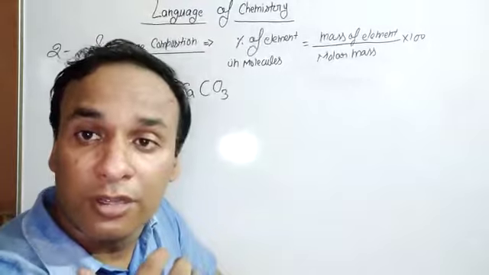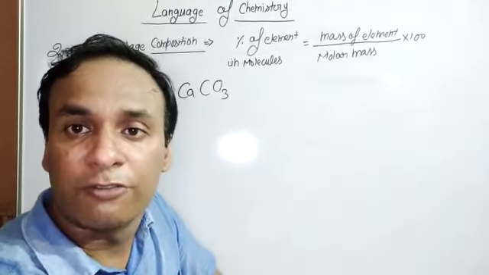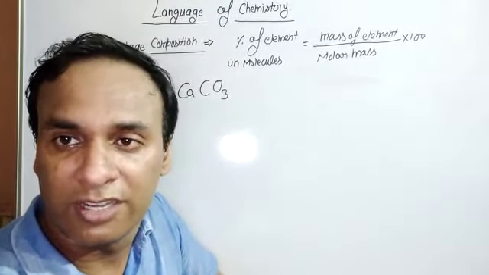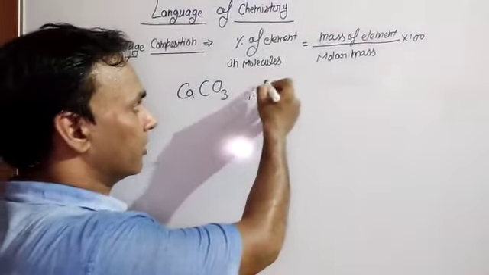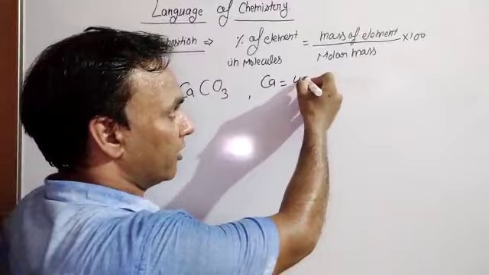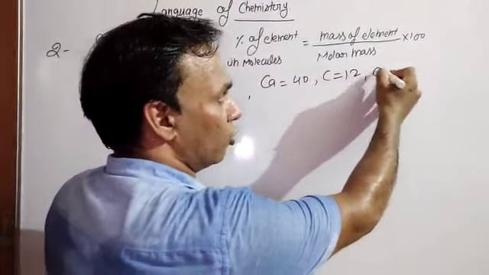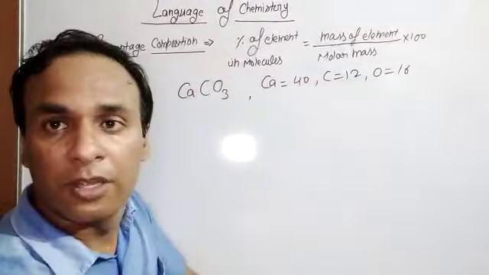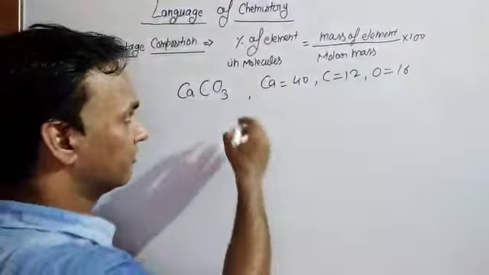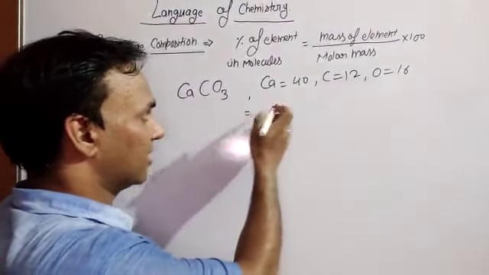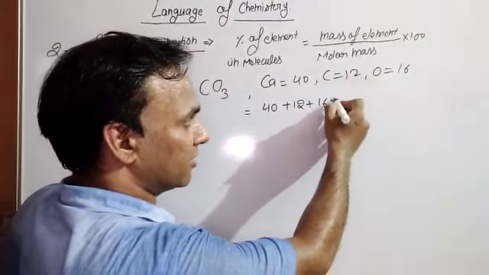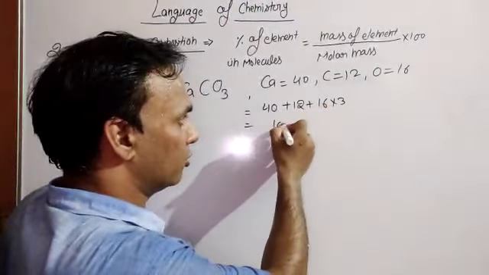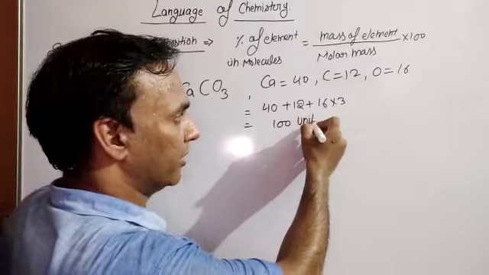In order to calculate the percentage of each element, firstly we have to calculate the molecular mass, that is also known as molar mass. Here the atomic mass of calcium is 40, carbon 12 and oxygen 16. Now calculate the molecular mass. Molecular mass of calcium carbonate: calcium 40, carbon 12 and oxygen 16 into 3, that is equal to 100 unit.